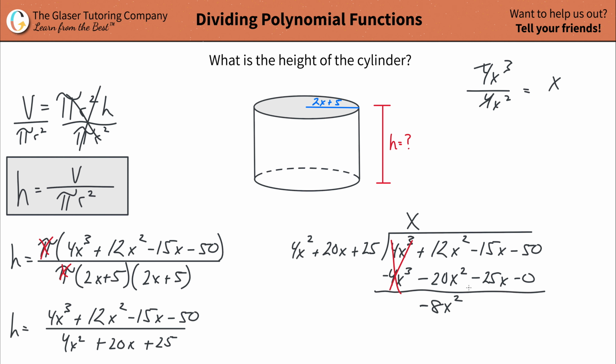Now, when you add that together, negative 25 plus a 15, sorry, x. Negative 40x, and then there's going to be a negative 50.